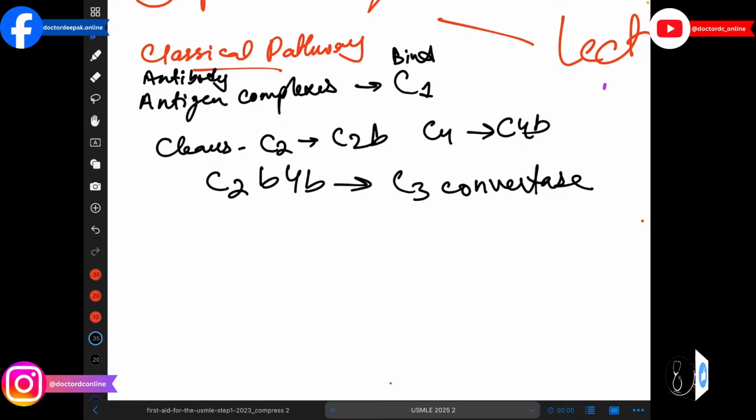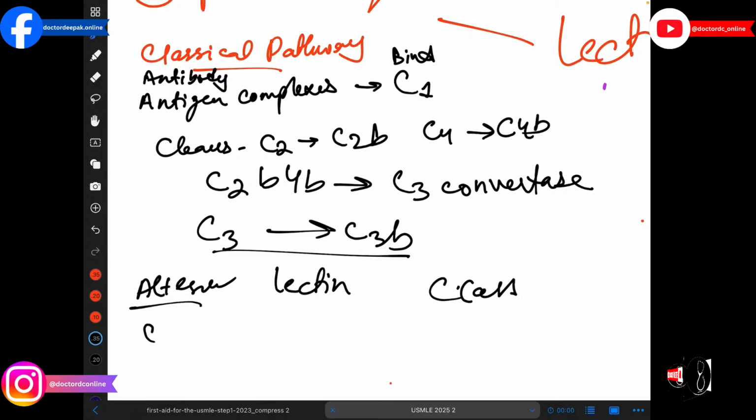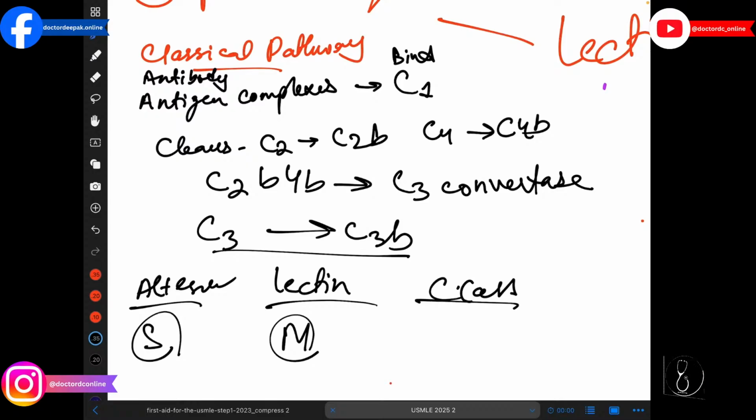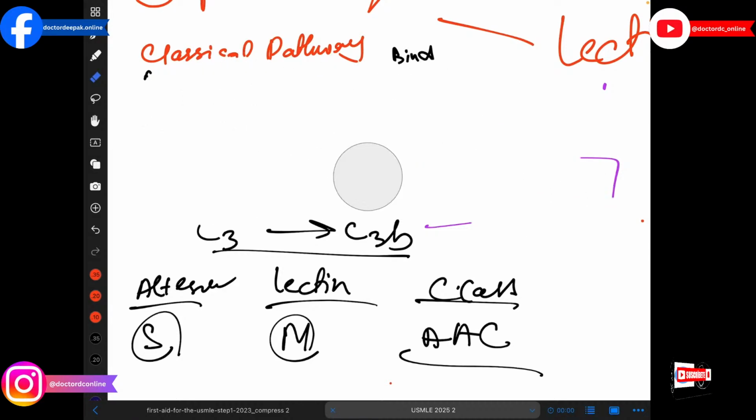And what is the function of C3 convertase? It converts C3 into C3b. Understand? Again, there are three pathways for the activation of C3. First is alternative, second is lectin, and third is classical. In alternative, it goes spontaneously. In lectin, there is a mannose binding lectin, and in classical, they use antibody antigen complexes for the activation of C3 into C3b. And what is the important enzyme? C3 convertase. That is understood for you guys, I hope. And we are talking about C1.